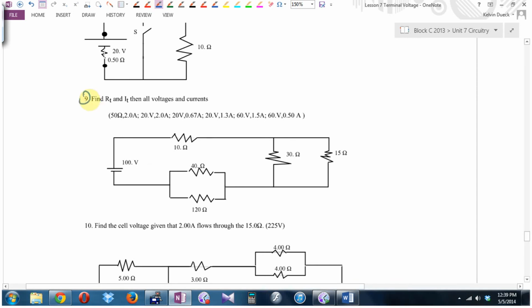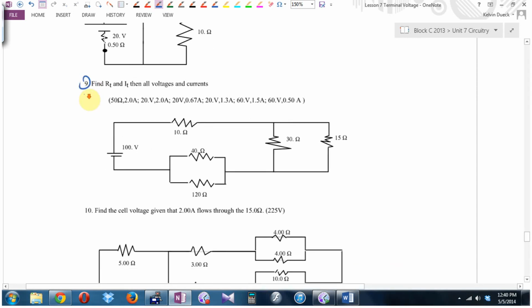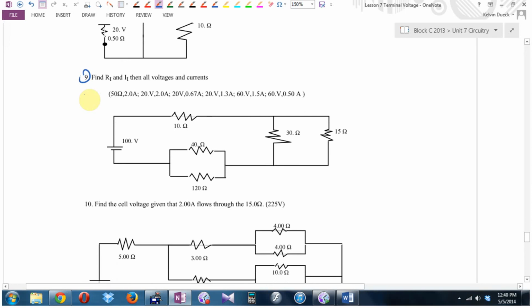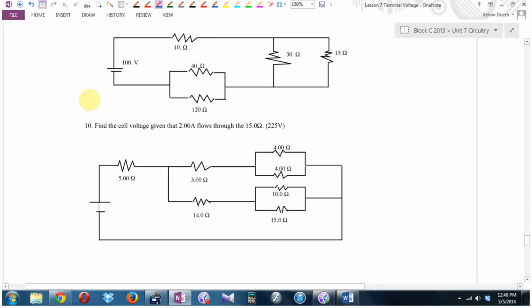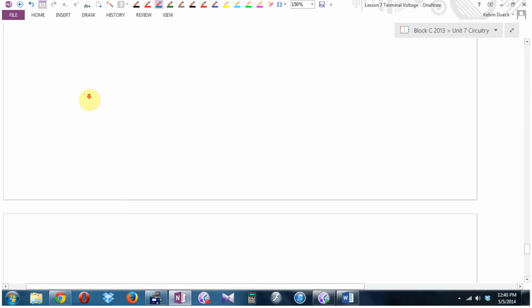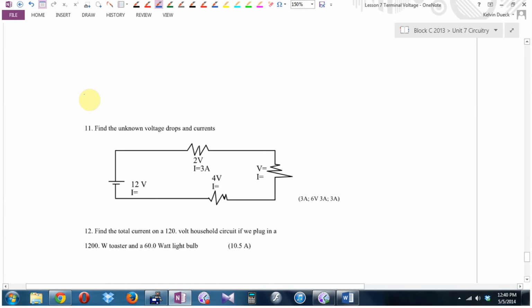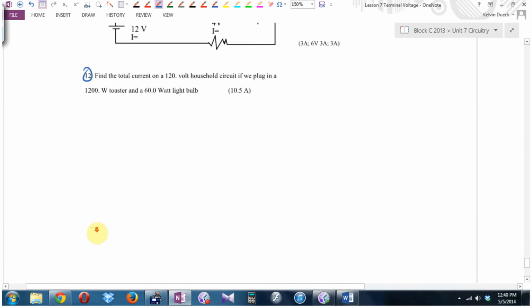9 is fair game. 9 is summary of the whole unit, but no terminal voltage. Looks like 100 is the EMF. I don't see an internal resistor there. How many more do I have? Skip 10, 11, 12. Lots of practice, but you have lots of time.